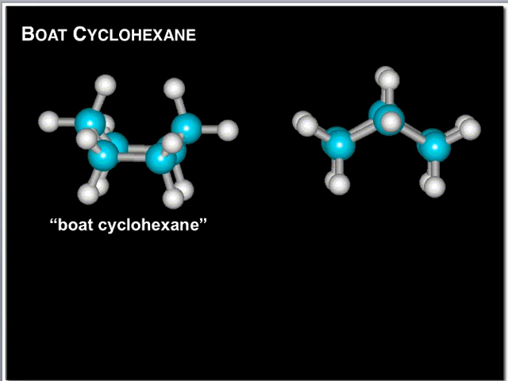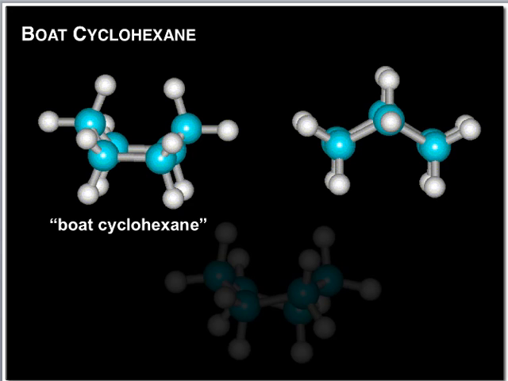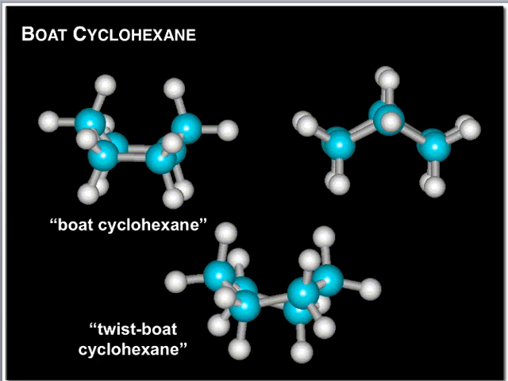Cyclohexane isn't stupid. It actually can remedy some of this by forming what's called the twist boat. Now, you will never be asked to draw this. Don't worry about that. But what you do is you simply take this and you just kind of pucker everything a little bit to try to relieve some of the eclipsing interactions. This is still much more unstable relative to the chair.